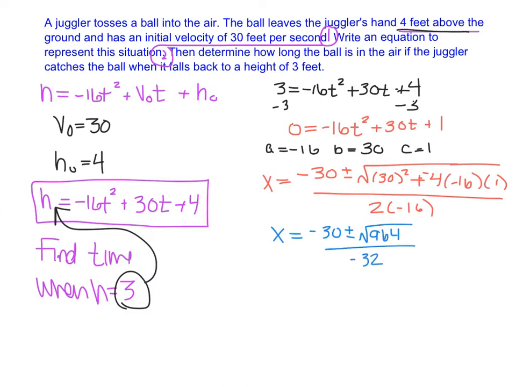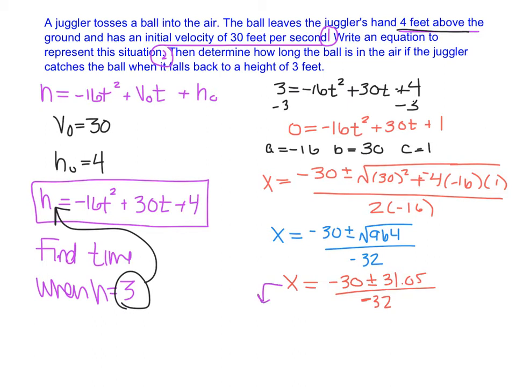With the problems we've done so far, we've simplified the square roots, but because this is a word problem, we want to make a little bit more sense of this particular situation, so we're actually going to estimate that square root. We're going to take the square root of 964 and estimate it out. So we have x equals negative 30 plus or minus 31.05, all divided by negative 32. Typically we simplify that square root and leave it as a simplified square root, but since this is a word problem, we're going to estimate it out with some decimals.